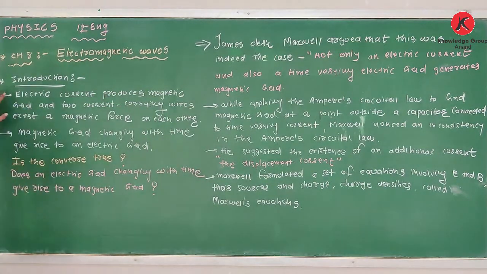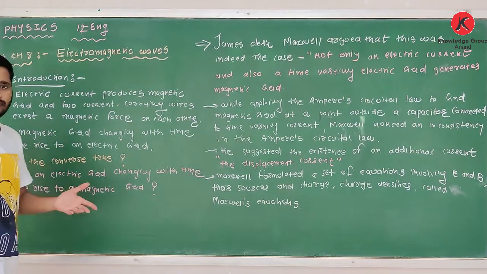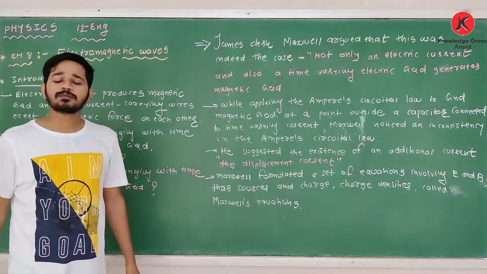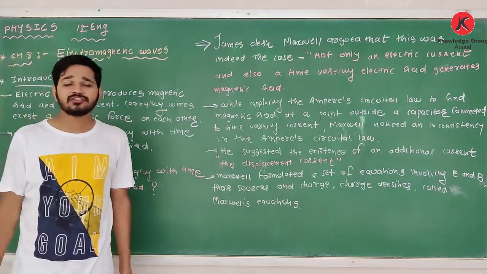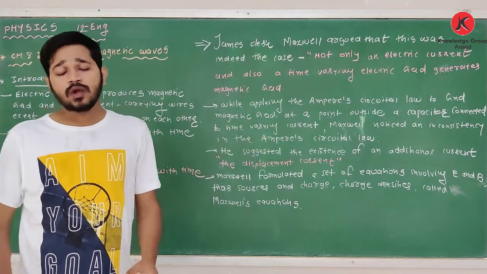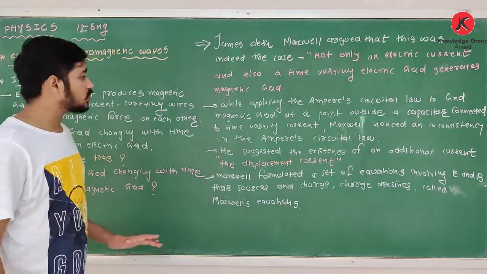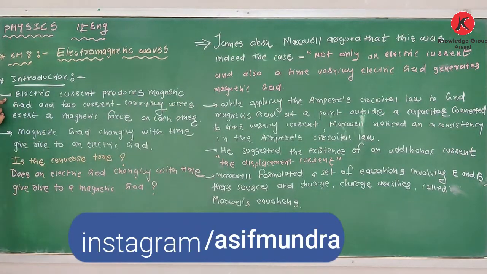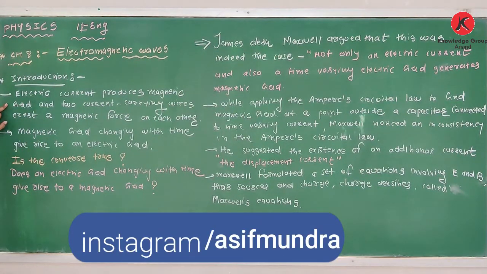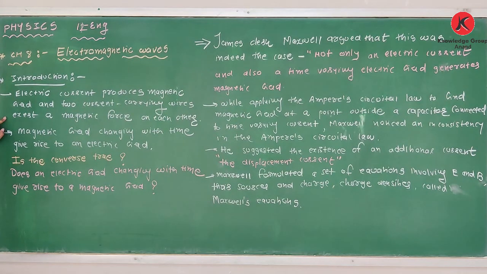See here. Electric current produces a magnetic field and two current carrying wires exert a magnetic force on each other. If two wires are placed parallel to each other and currents flow in the same direction, they will attract each other. When current is moving in the opposite direction, they will repel each other. So we know this statement. Also, a magnetic field changing with time gives rise to an electric field. Chapter number 6, electromagnetic induction.